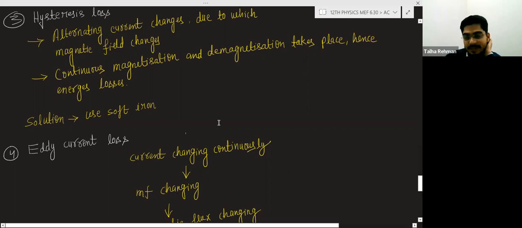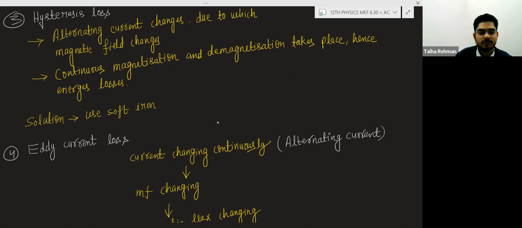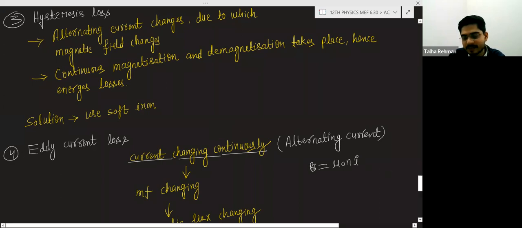So what happens in the case of the transformer? Current will change continuously, because the current is alternating. What happens if the current changes? B equals mu naught n I. If this current changes, the magnetic field will change.